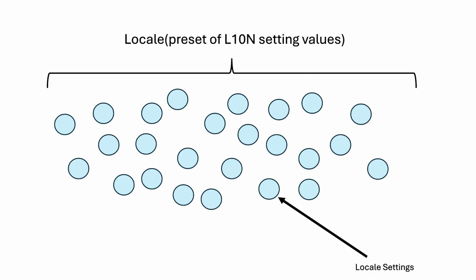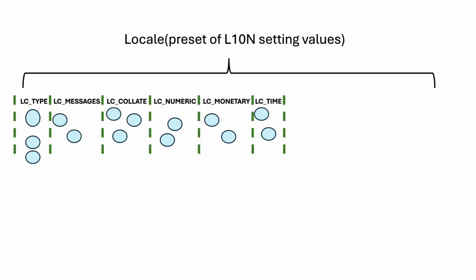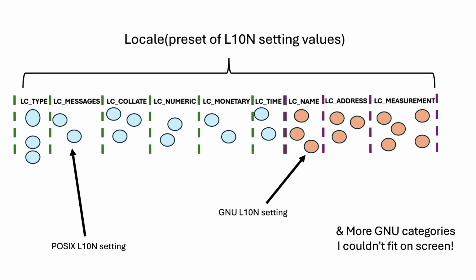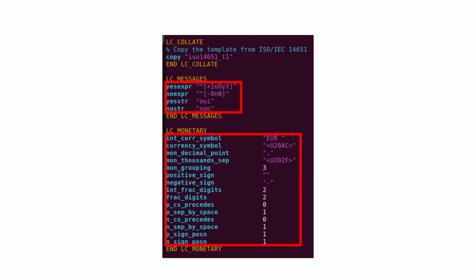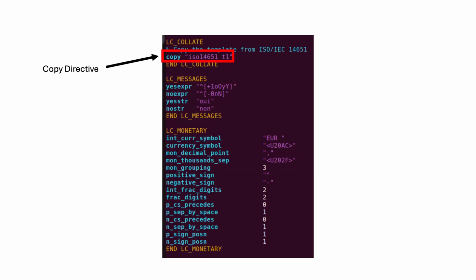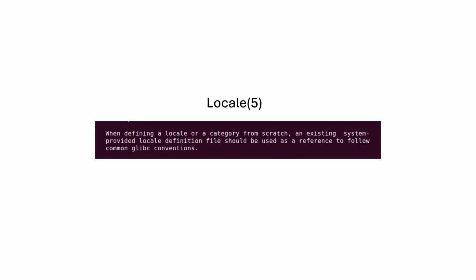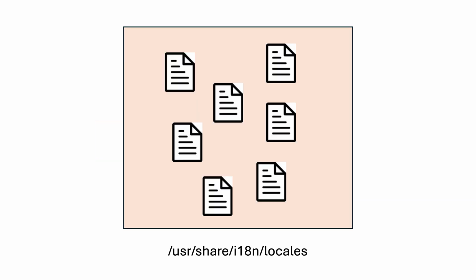As we know, a locale is simply a preset of localization settings, where categories are subdivisions of these settings. Just as GNU adds GNU-specific categories on top of POSIX ones, GNU-specific settings are also sprinkled on top of POSIX settings. Locale definition files have sections dedicated to each category of settings, each including a header, body, and trailer. Each section could be defined from scratch within the file itself, or it may instead reference another file's section. glibc actually encourages the use of referencing to avoid redundant definitions. It's common to see the copy directive in definition files, which provides this referencing feature.